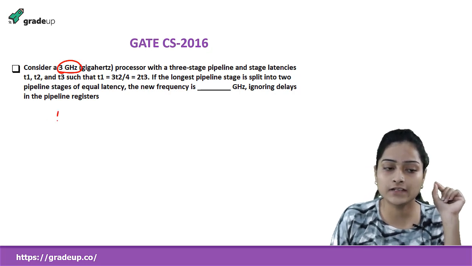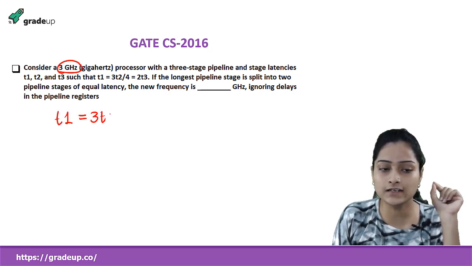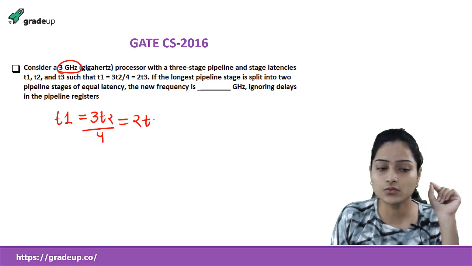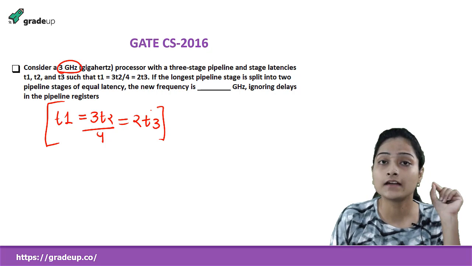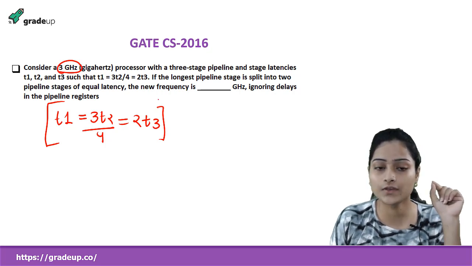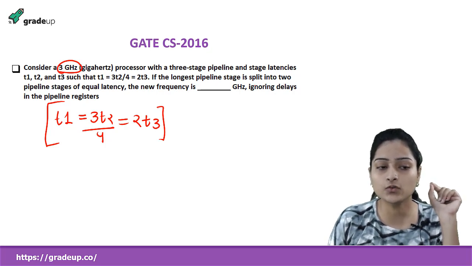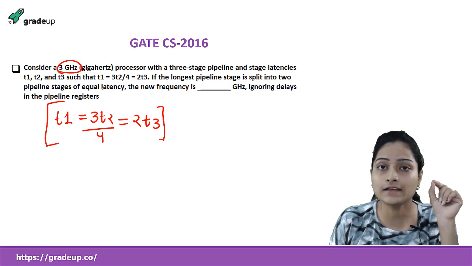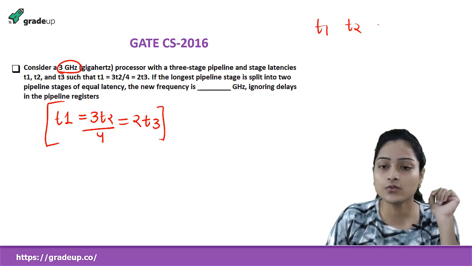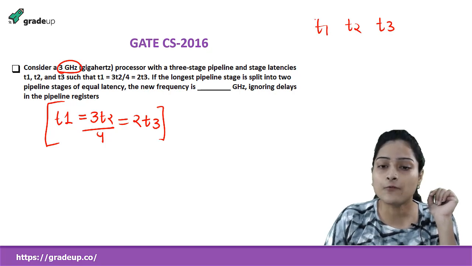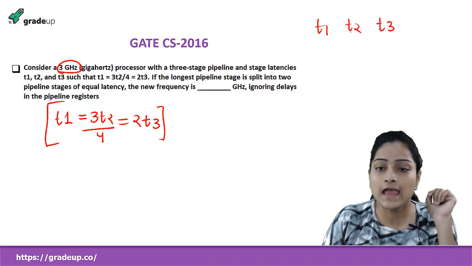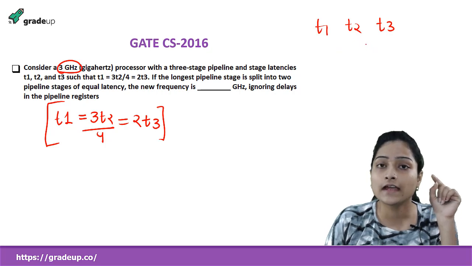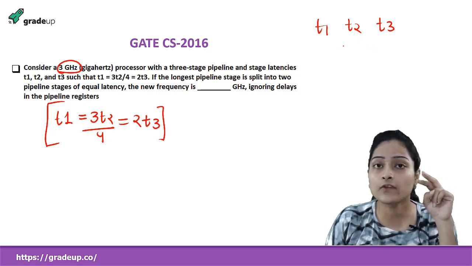And here we are provided with a relation between T1, T2 and T3. It is 3T2 by 4 is equal to 2T3. It is the relationship between stage delays. Now it is saying that if the longest pipeline stage is split into 2 pipeline stages of equal latency, that is, we are provided with 3 pipeline stages with delays T1, T2, T3. We will find the stage with maximum delay and split it in such a way that it will be split into 2 stages of equal latency.